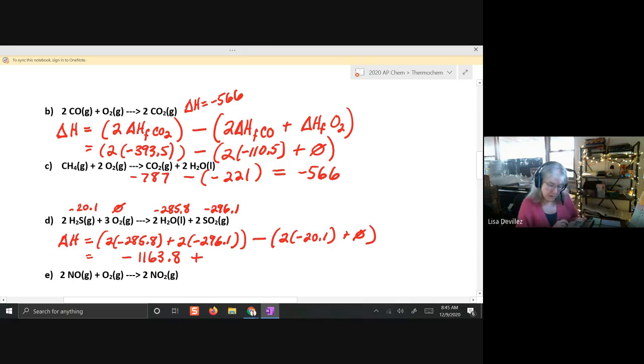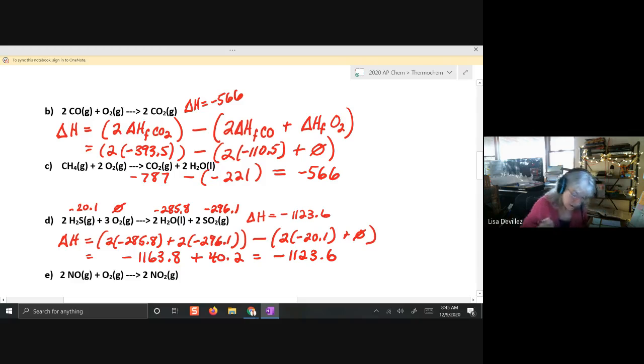That's minus a minus, so that's going to be plus 2 times 20.1, so plus 40.2 added to minus 1163.8. So minus 1123.6. Okay, so again, for this reaction, delta H is negative 1123.6.